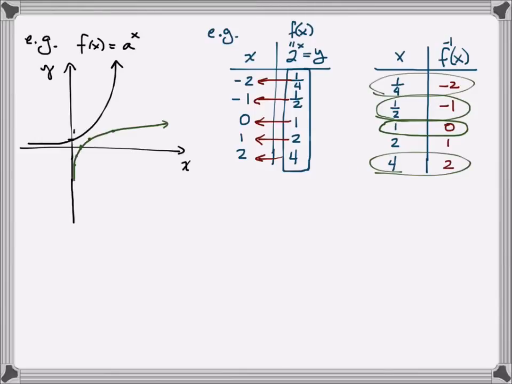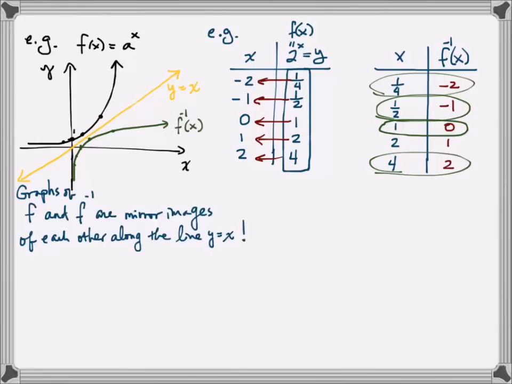Now let's connect all those dots, and we get this green curve. What did you notice? If I were to put the line y equals x in the graph as well, you will notice that the function f and its inverse, f inverse, look exactly like mirror images of each other along this line y equals x.